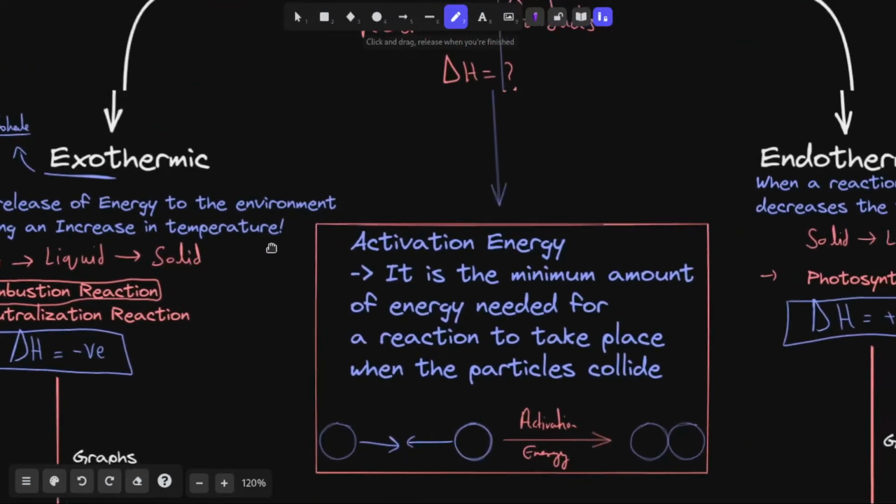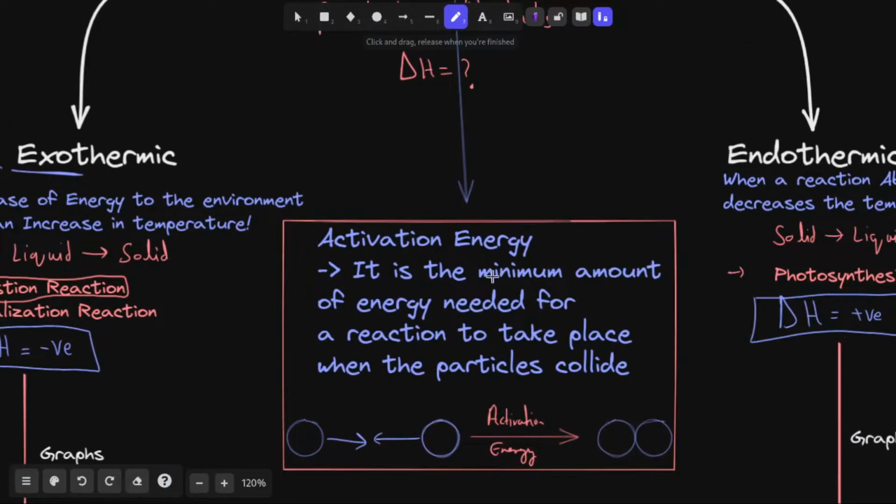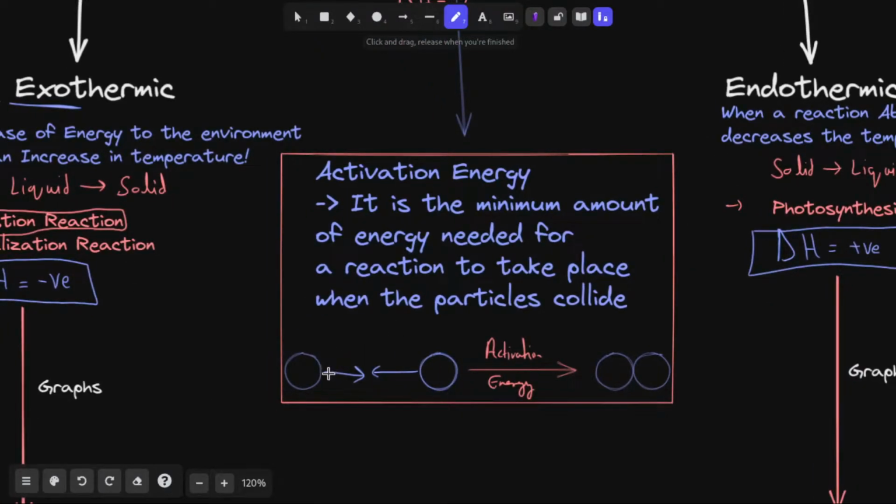So this activation energy is needed most of the time, and this is the definition of it. It is the minimum amount of energy needed for a reaction to take place when the particles collide. So when these particles collide, in order for them to bond, in order for them to actually react properly, you need to give them the activation energy. And then when they have that activation energy, they will actually create that bond.